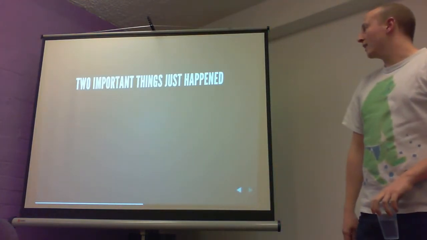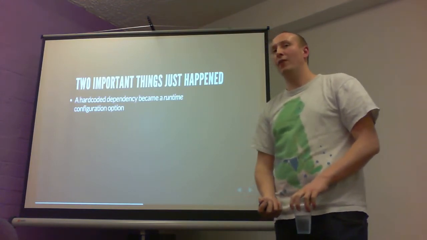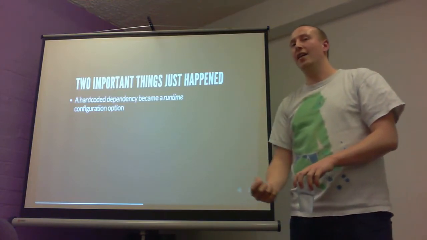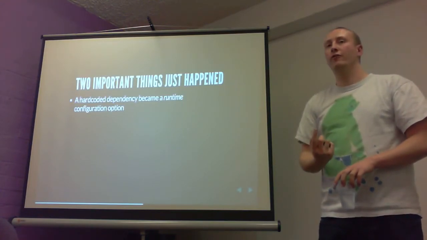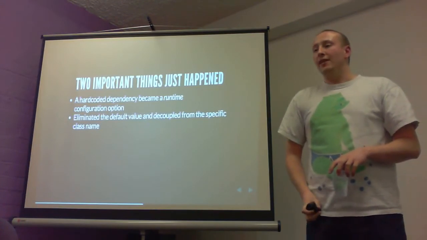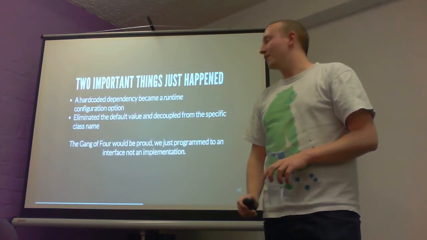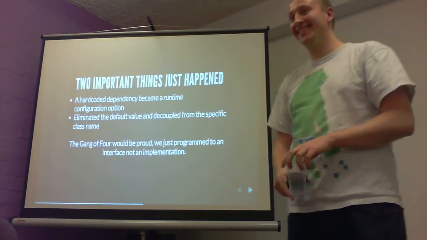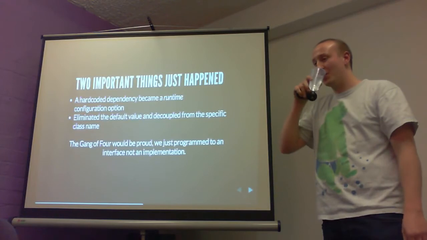So moving on. Two important things just happened, so we just need to take a step back and look at the concepts that come out of that. A hard-coded dependency became a runtime configuration option. So when we run the code, we pass in the types and the collaborators that we're going to work with. An object comes back, we don't necessarily know where from, and we interact with it. We eliminated the default value and decoupled from the specific class name. So I don't know if you guys have read Gamma 4, but there's a thing that they said that's quite important, and that is: program to an interface and not an implementation.